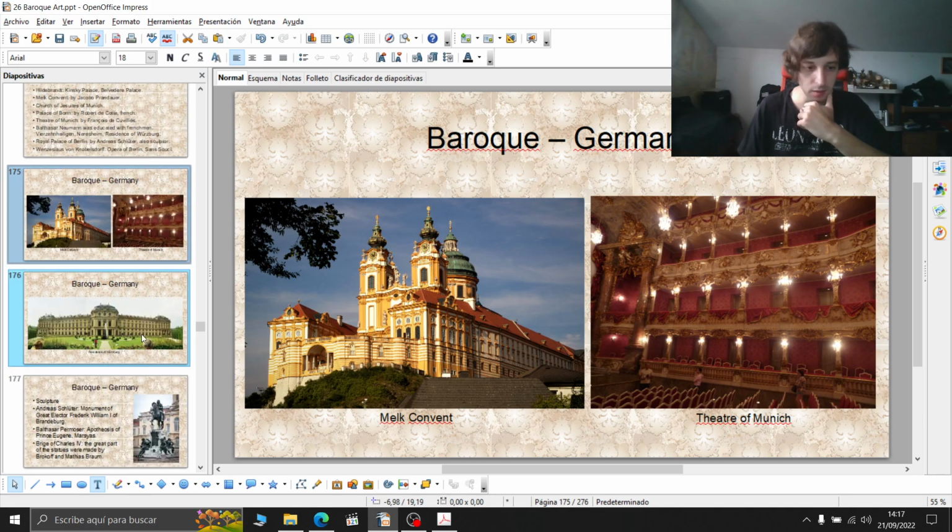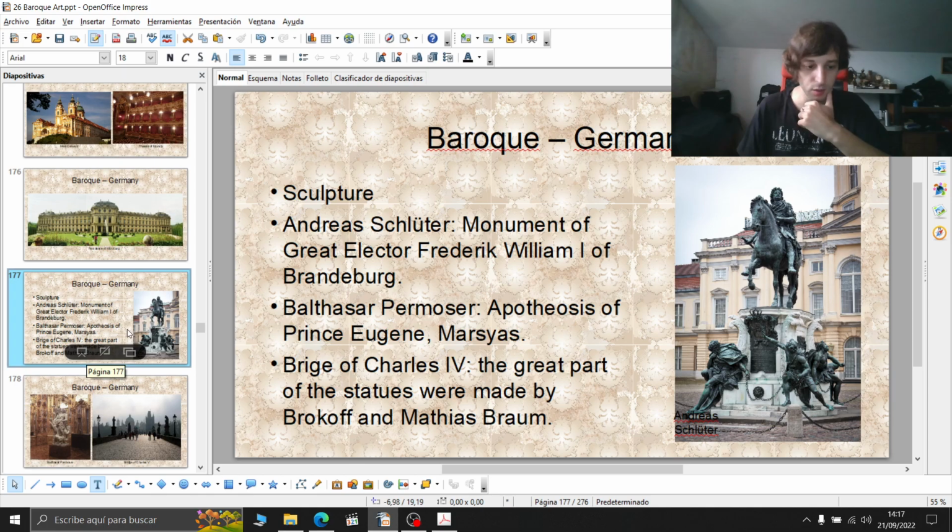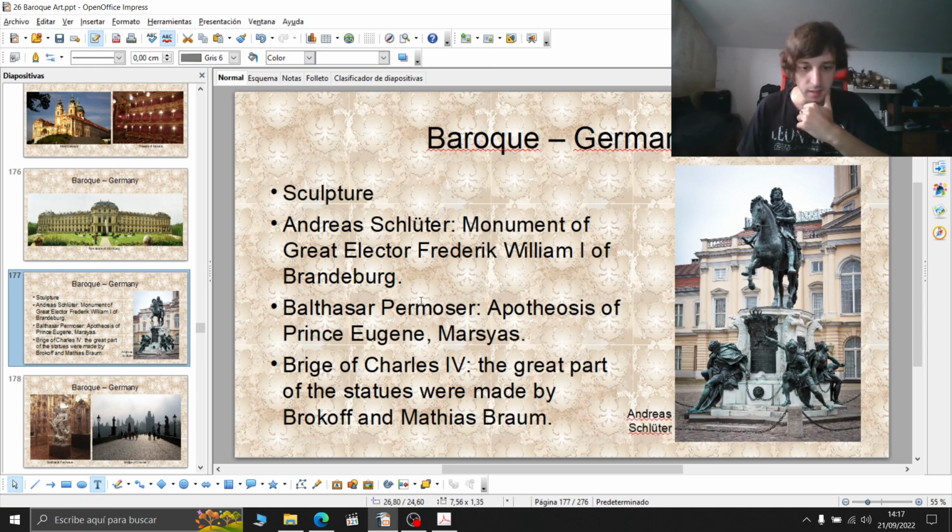Malcolm Ben, Theatre of Munich, Residence of Würzburg. Now sculpture with Andreas Luther, Monument of Great Elector Frederick William I of Brandenburg. Oh, that was a big name. It's this one. Balthasar Permoser with Apotheosis of Prince Eugene and Martius and Bridge of Charles IV.